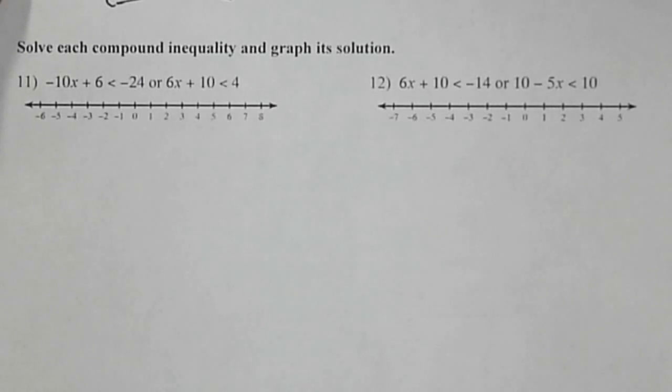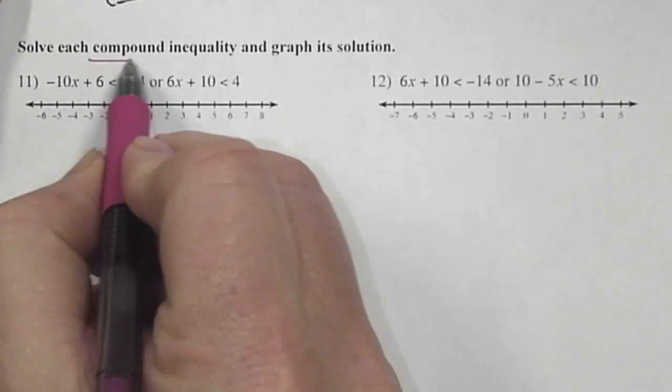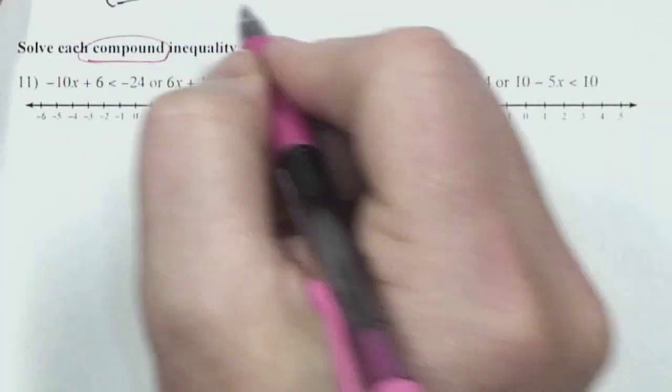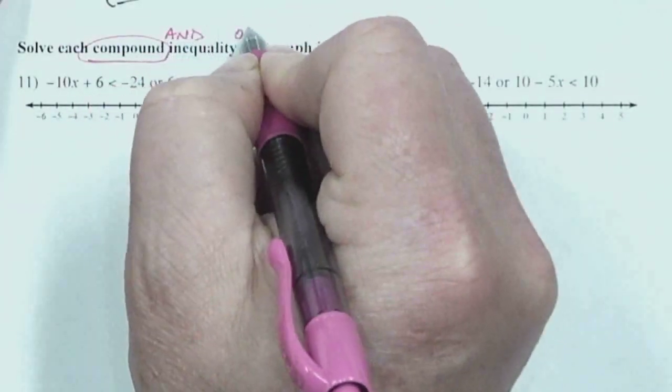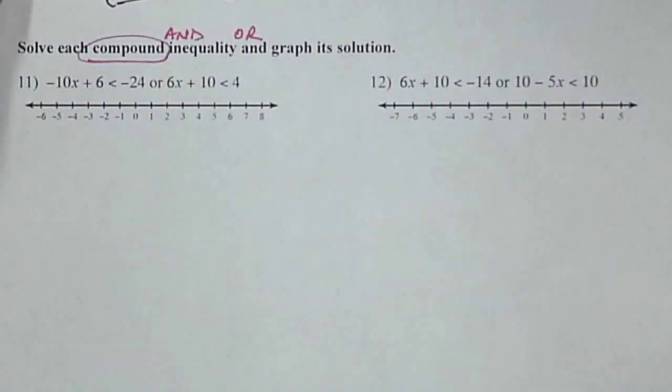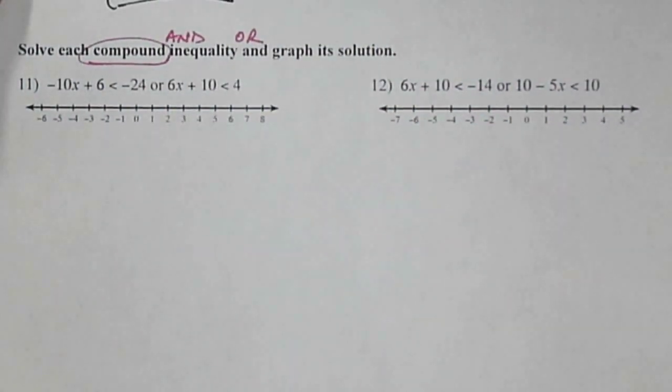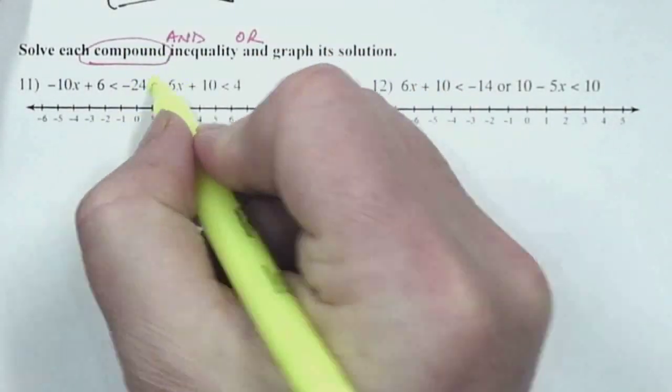Here we go. Solving compound inequalities. Remember that compound inequalities are those involving "and" or "or." Basically, there's two different equations. Now, how do I know if it's an "and" or an "or"? Well, it says it. I should have looked closer.